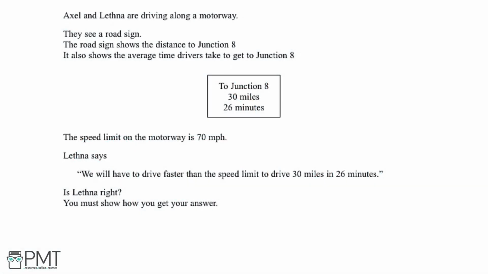Axel and Lethner are driving along a motorway. They see a road sign. The road sign shows the distance to junction 8. It also shows the average time drivers take to get to junction 8. So here's the information here. So we see to get to junction 8, it's 30 miles, and that on average takes a driver 26 minutes.